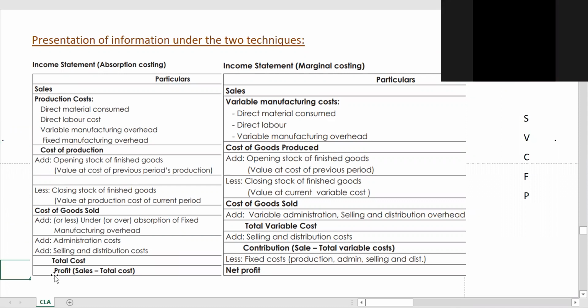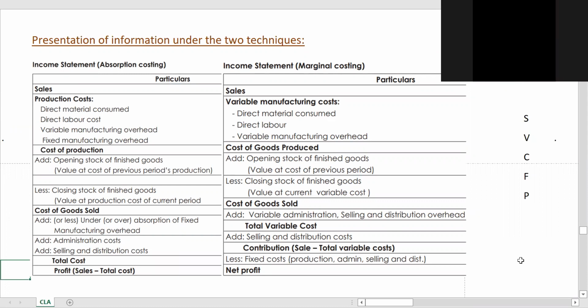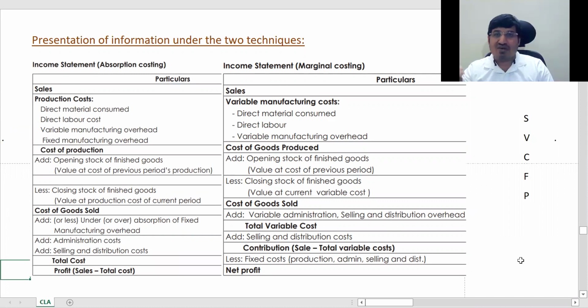Sir, is this difference only for understanding purposes, or if a difference between them comes, do we have to show this? No. If a difference between them comes, you don't have to show anything, no diagrams and all. You just have to give some points of difference. So just refer to this over and under absorption, that will be one point of difference. And then closing stock will be one point of difference.